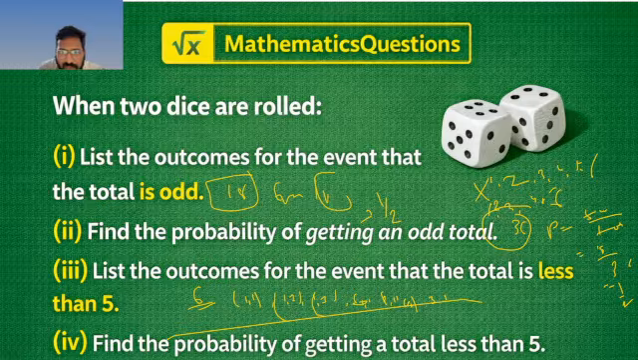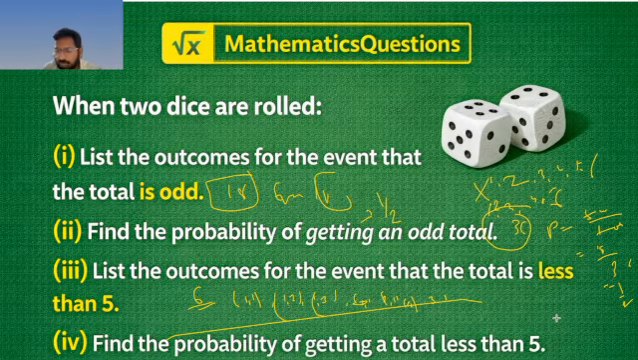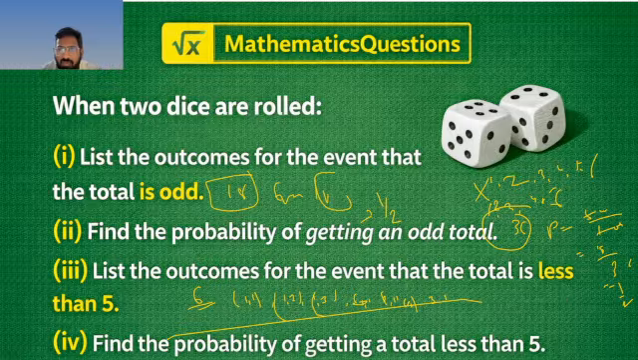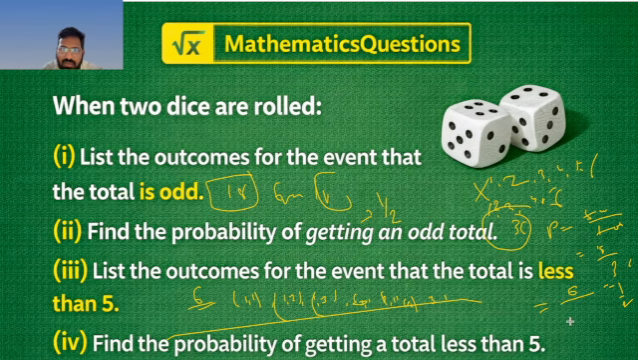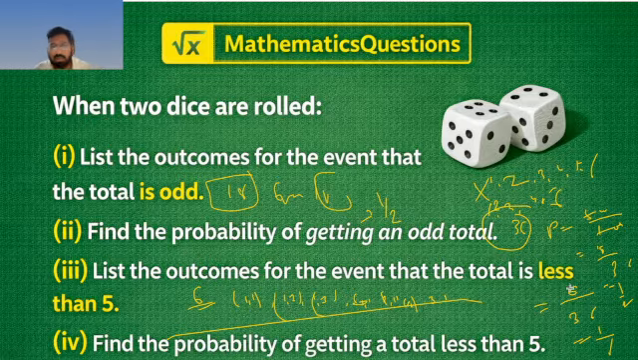Find the probability of getting a total less than 5. So the probability will be favorable outcomes, that are 6 in total, and total is 36. So it becomes 1 by 6. This is the answer. Hope you understand all the questions.